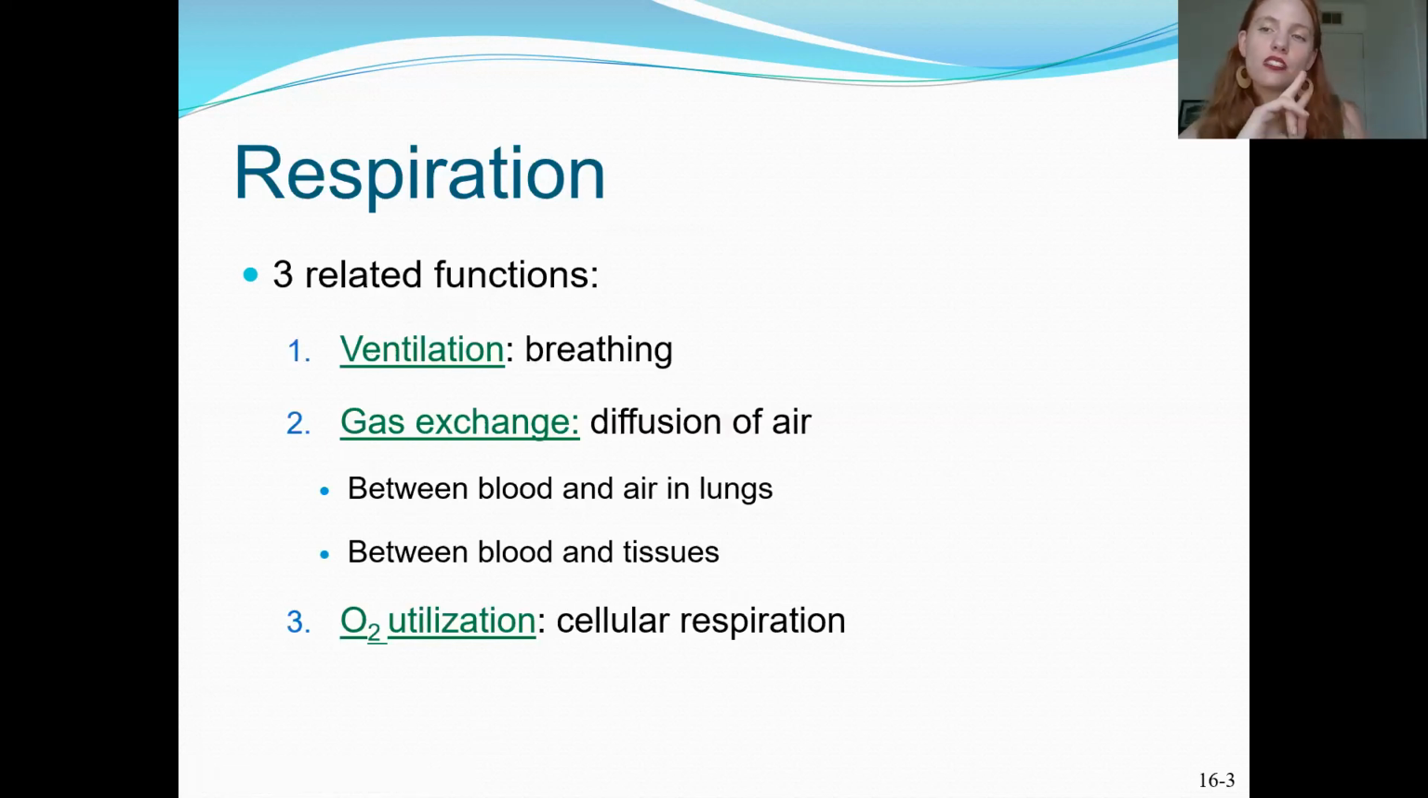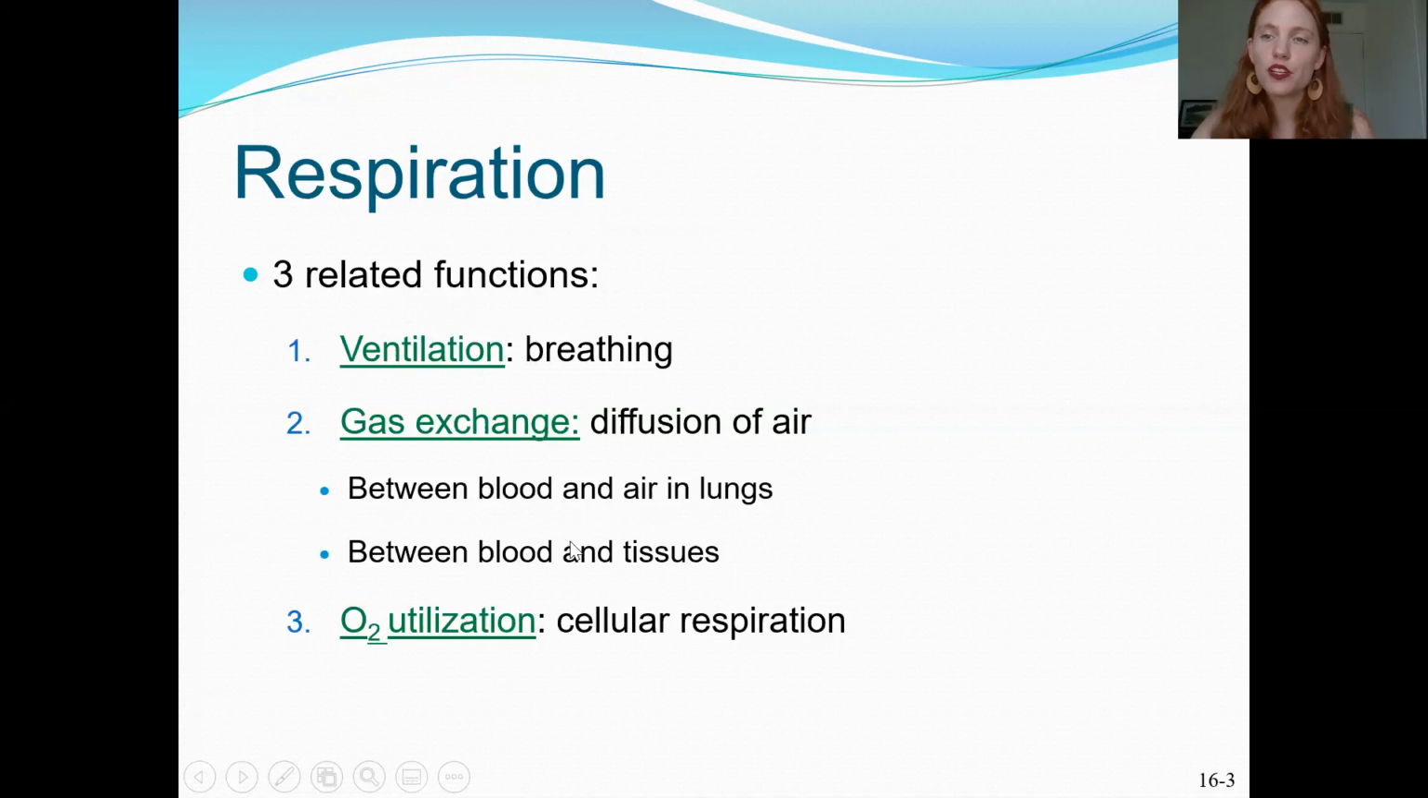So you have gas exchange twice. You have gas exchange between the alveoli, so the spaces in the alveoli and the blood. Then you have gas exchange again between the blood and then the cells of the body.